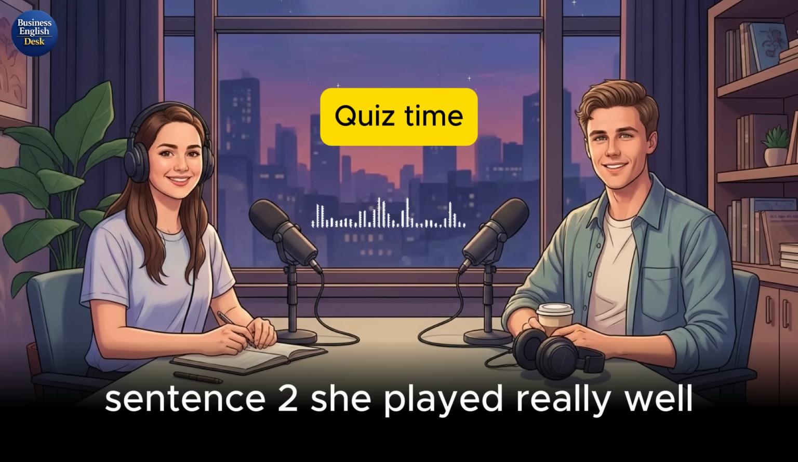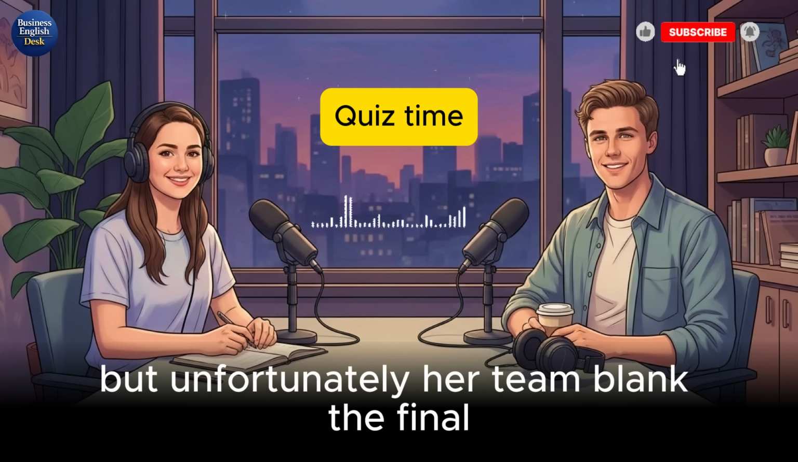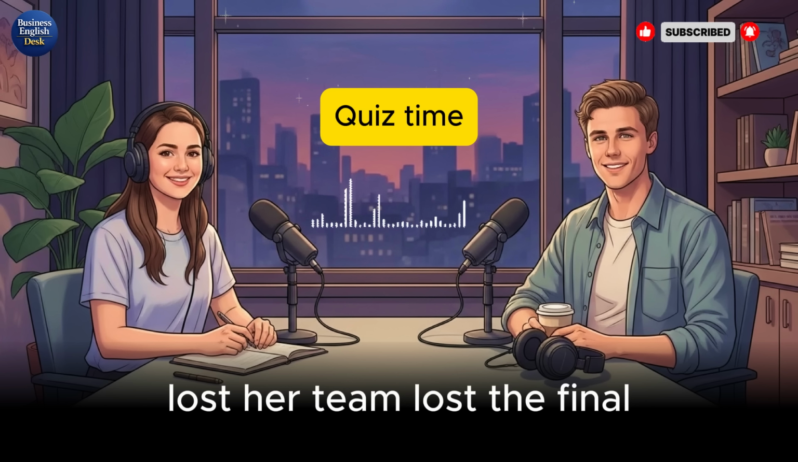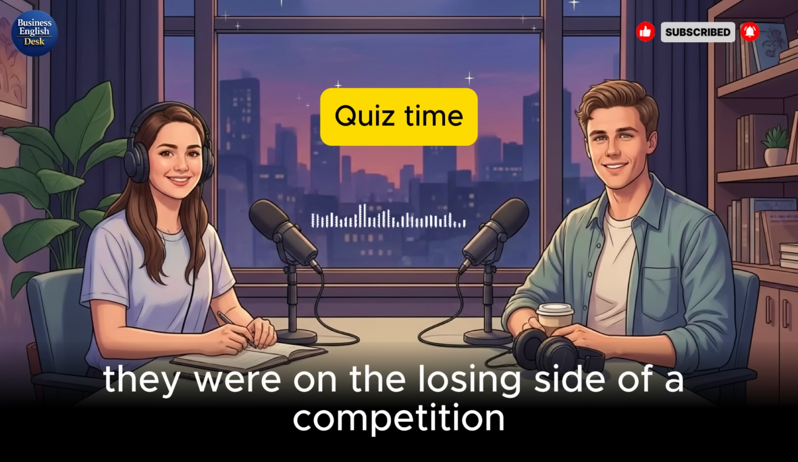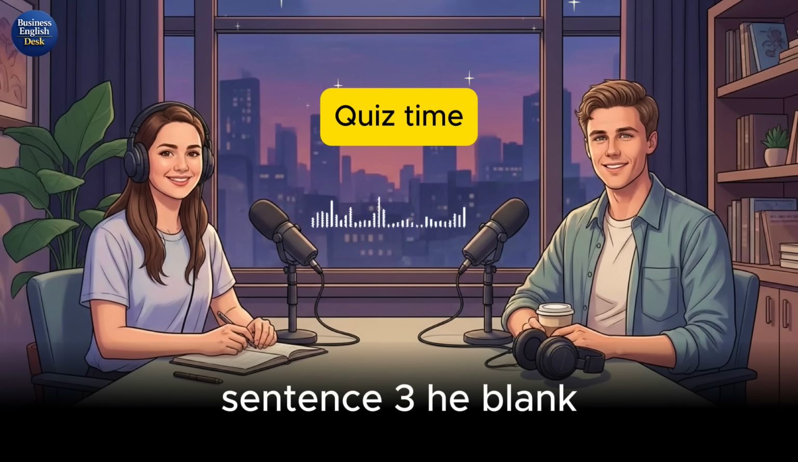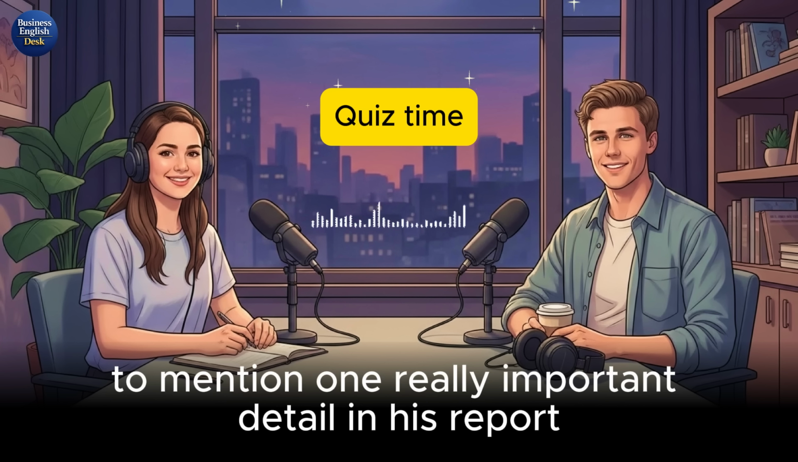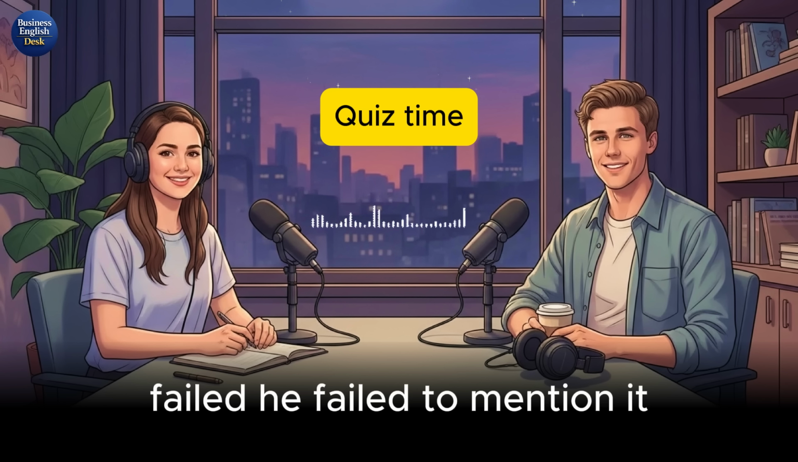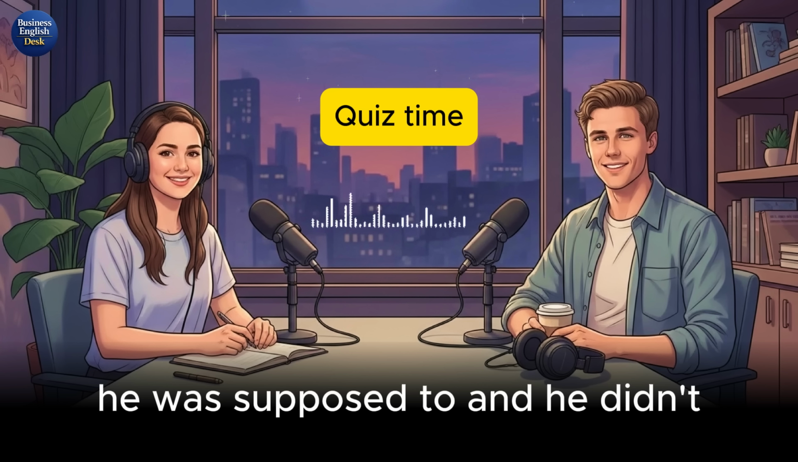Sentence 2. She played really well, but unfortunately her team blank the final. Lost. Her team lost the final. They were on the losing side of a competition. Sentence 3. He blank to mention one really important detail in his report. Failed. He failed to mention it. He was supposed to, and he didn't.